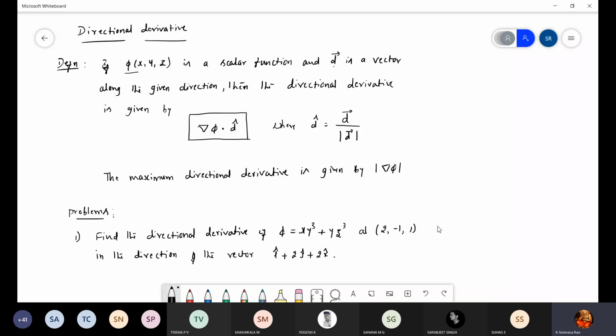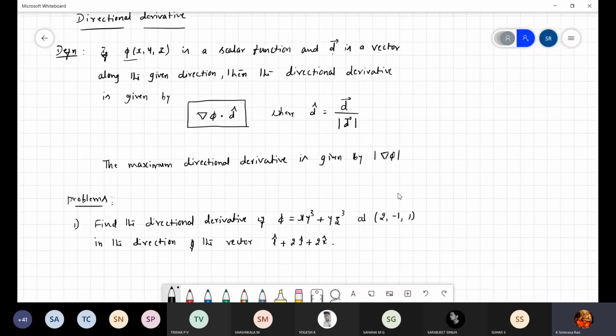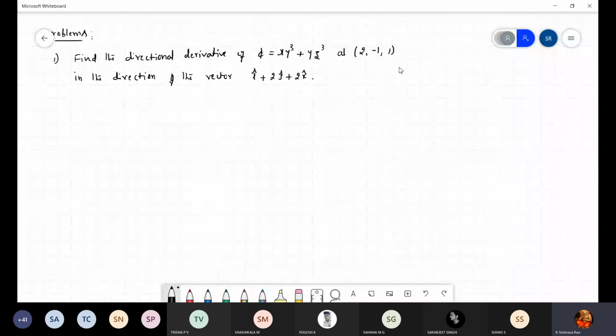Yes, take the solution. Given phi equals xy cube plus yz cube and d equals, so this is the directional vector that you take as d equals i cap plus 2j cap plus 2k cap. Okay, so the given data first you write down.